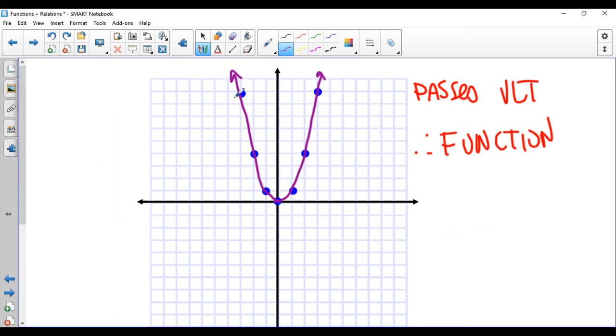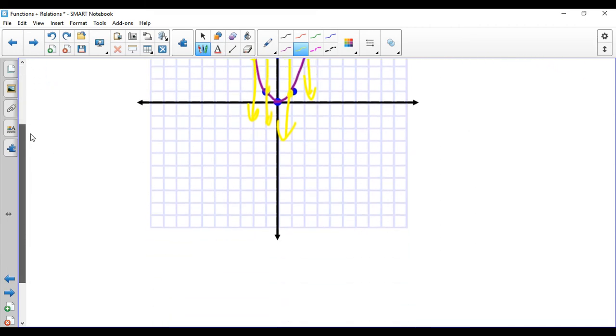But here you can look, if I have the graph, well, does it fail the vertical line test? Well, look, anywhere, like here, it just crosses once. Here, it just crosses once. Here, crosses once. So there's no spot on the parabola where it will fail the vertical line test. So it passes it, so that means it's a function. Okay?